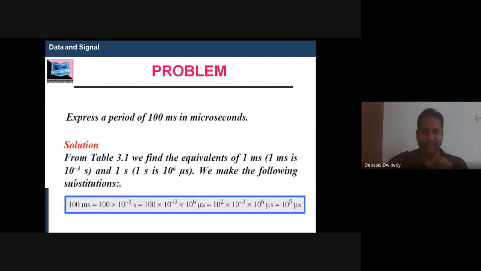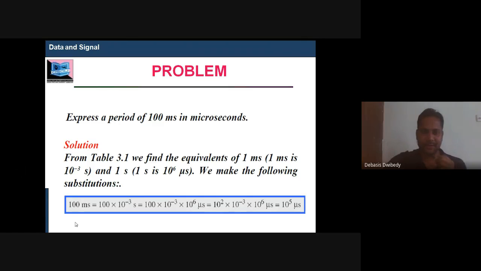ओके, सो लेट्स टेक अनदर एग्जांपल. ओके, एक्सप्रेस ए पीरियड ऑफ 100 ms इन माइक्रोसेकेंड. सो यहाँ पे t हमें गिवन है, पीरियड हो गया है 100 ms, तो 100 मिलीसेकेंड हमें गिवन है जो कि पीरियड है, उसको हमें कन्वर्ट करना है माइक्रोसेकेंड्स में. यहाँ पे ओनली आपको यूनिट कन्वर्जन आना चाहिए. सो यूनिट कन्वर्जन के लिए आपको थोड़ा प्रैक्टिस करना पड़ेगा और कुछ नहीं है.